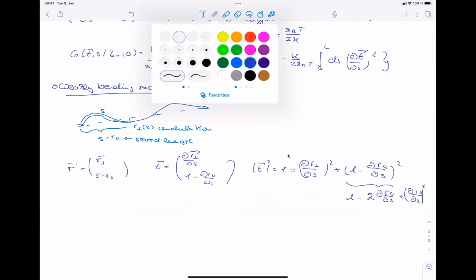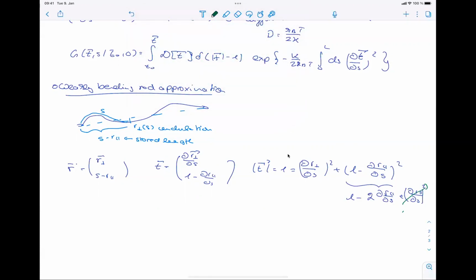We see that this is higher order. These two cancel. And so we see that the stored length is higher order to the undulations, which allows us to simplify the Hamiltonian. So this we can see as higher order to our perpendicular. And so that makes the weakly bending rod Hamiltonian much simpler because now we're only integrating over the undulations.